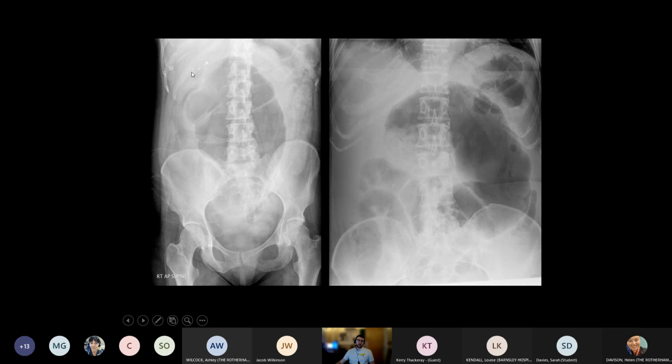Incidentally, on this patient, these clips here, so they've had a cholecystectomy, gallbladder removed. If you ever see surgical clips up there, 99 times out of 100, that's what it's going to be.